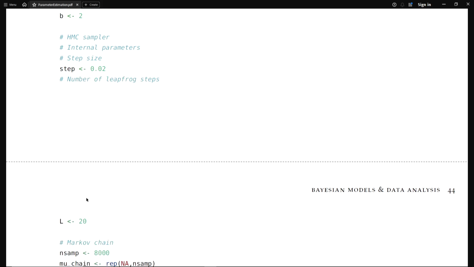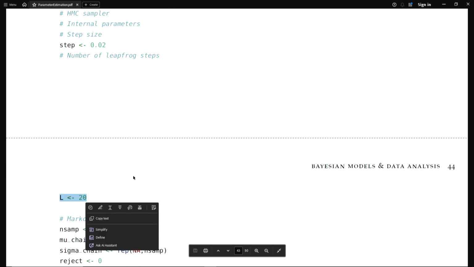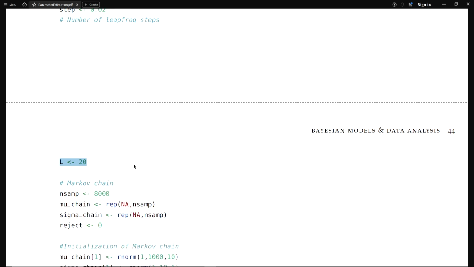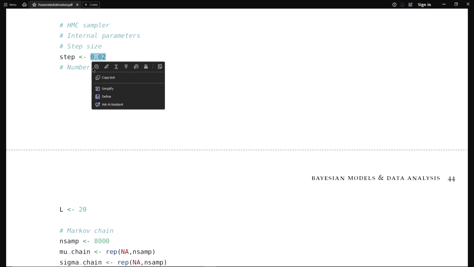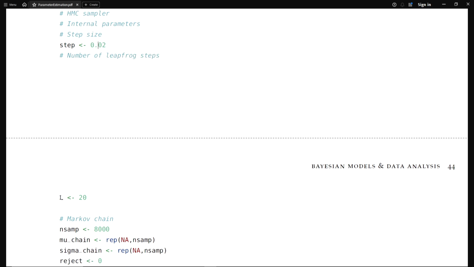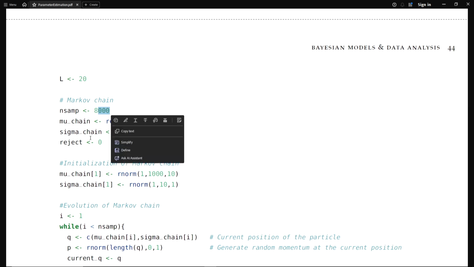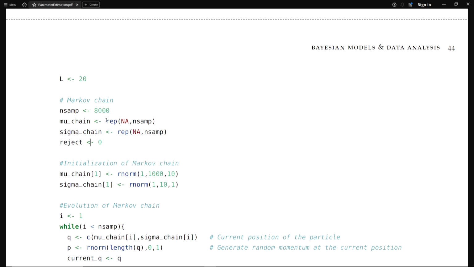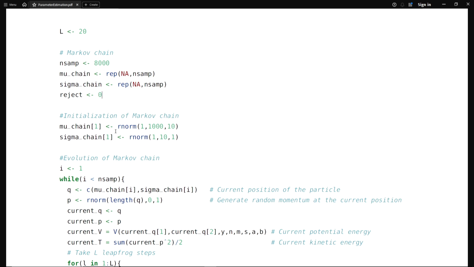You also need to define the number of leapfrog steps. Here I have defined, for example, 20 leapfrog steps. You can define 12, 15, 20; I think all of these work fine. And this is the step size. If you multiply this with this, you get capital T. Now I decided that I want 8,000 samples in my Markov chain. So I initiate an empty Markov chain for both mu and sigma, and then initialize this Markov chain for both.